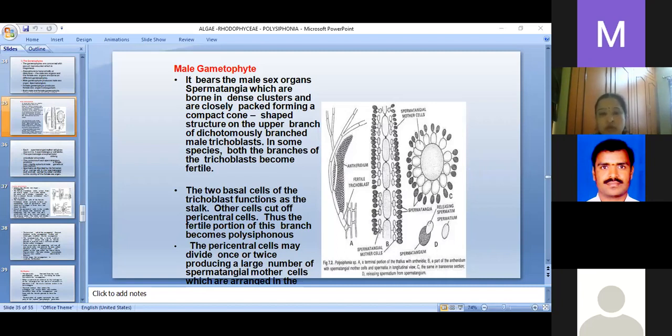These give rise to the tetrasporophyte. The tetrasporophyte undergoes meiotic division to form 4 haploid tetraspores. These haploid tetraspores germinate into the gametophytic phase. Morphologically, the gametophyte, the carposporophyte and the tetrasporophyte are similar, but they exhibit independent phases. That is why the life cycle of Polysiphonia is called a diplobiontic life cycle.